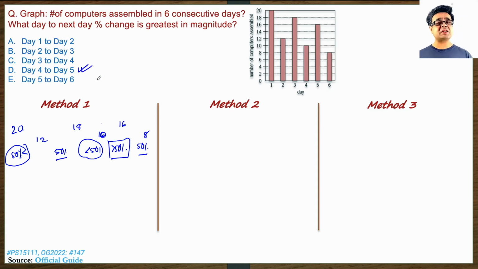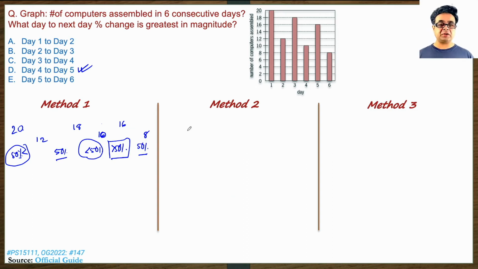Now there was a likelihood that I would not get an answer from this approach if, let's say, everybody was less than 50% or the majority of them were greater than 50%. Then I would have to go to the next step, which is my method number 2. In method number 2, I would actually write down the change as fractions.